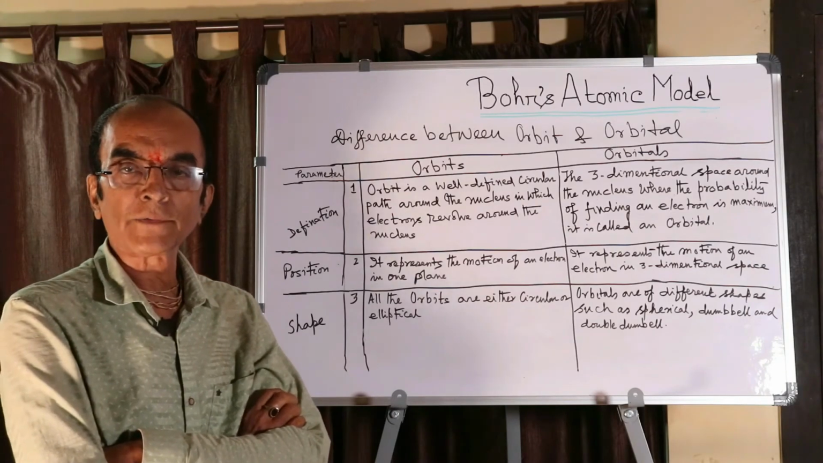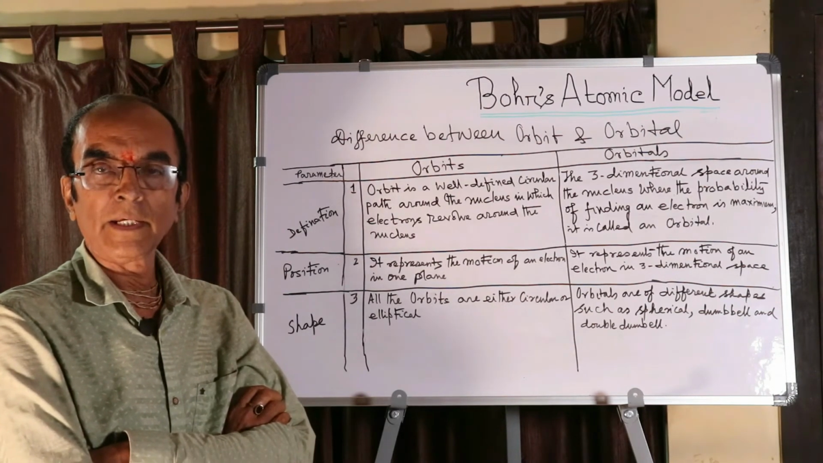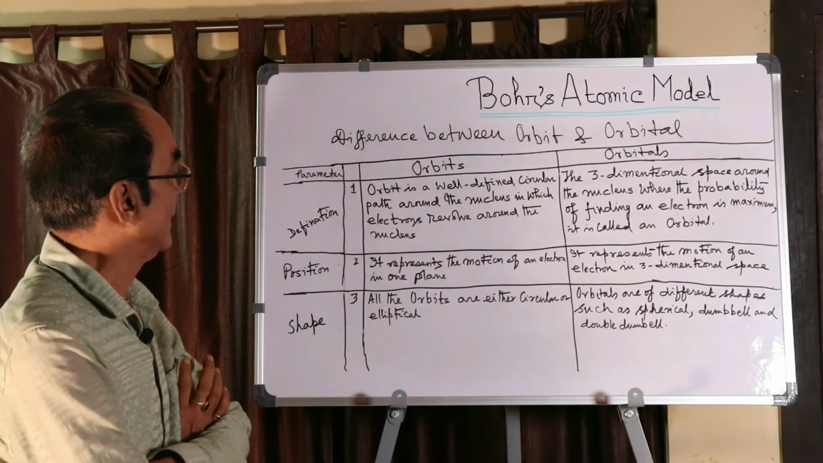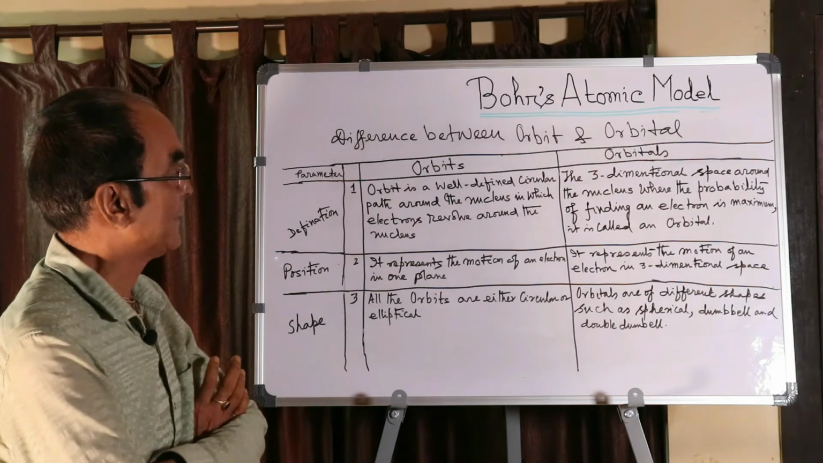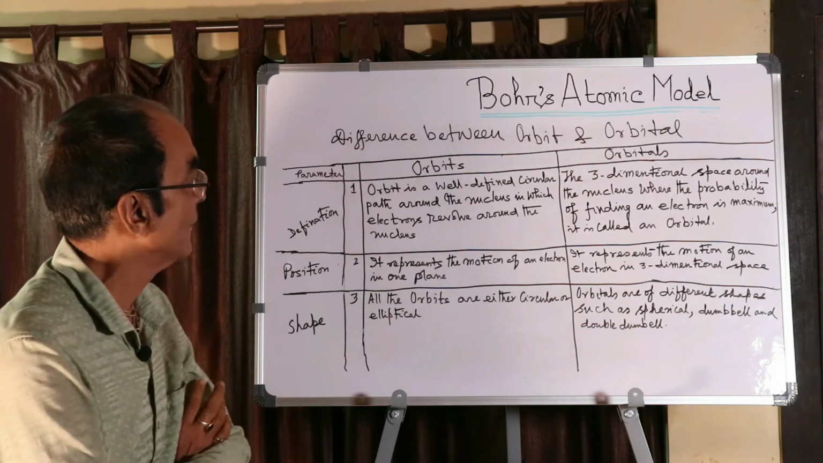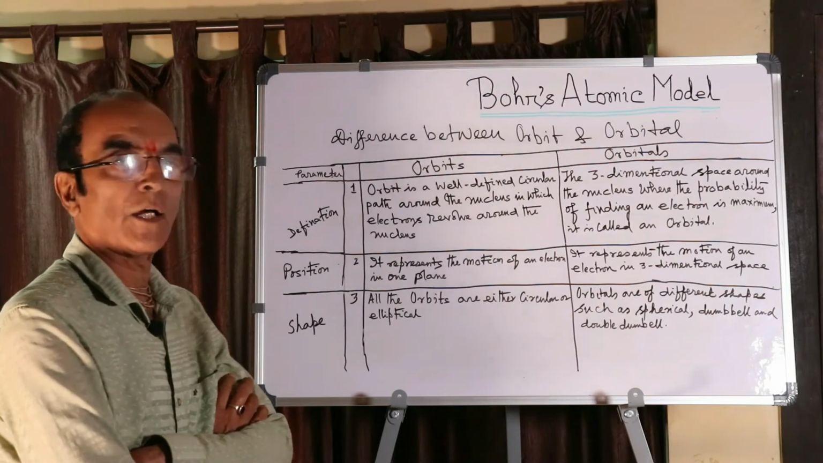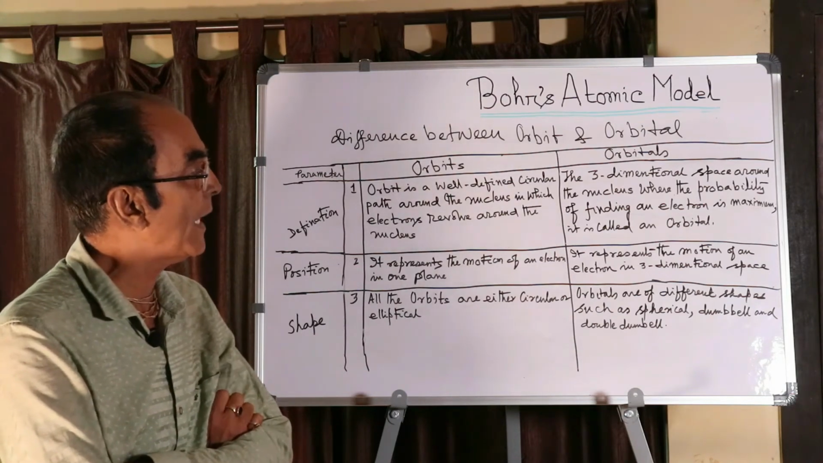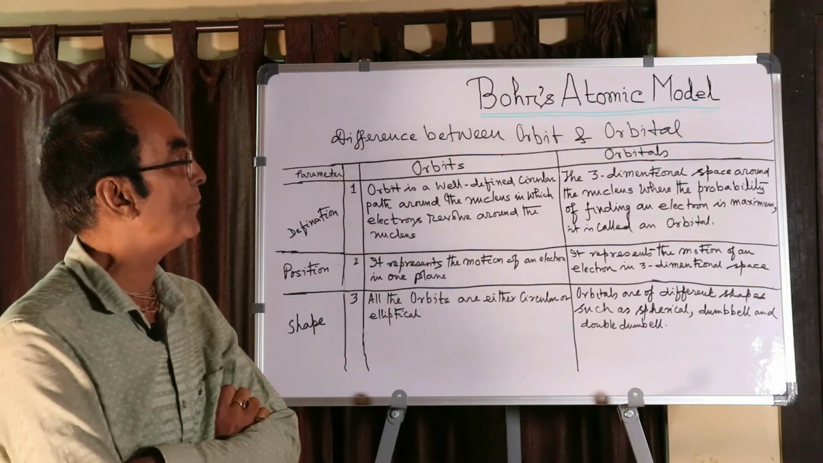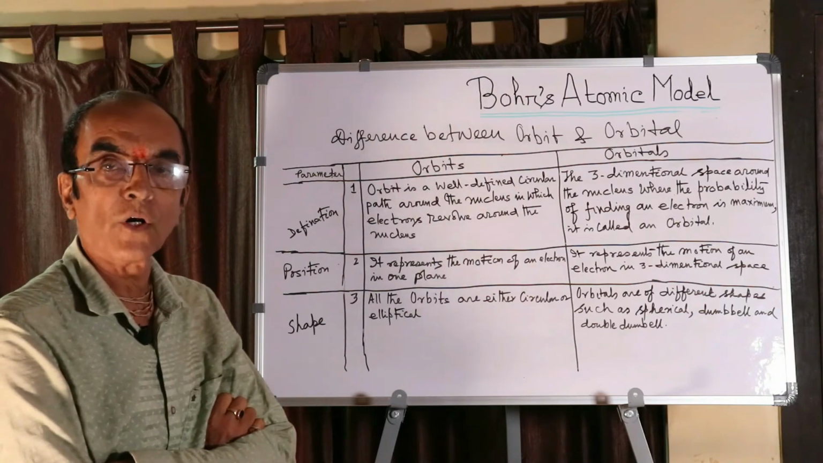Now I will discuss the difference between orbits and orbitals in a tabular form. First parameter: definition of both orbits and orbitals. An orbit is a well-defined circular path around the nucleus in which electrons revolve around the nucleus, whereas the three-dimensional space around the nucleus where the probability of finding an electron is maximum is called an orbital.